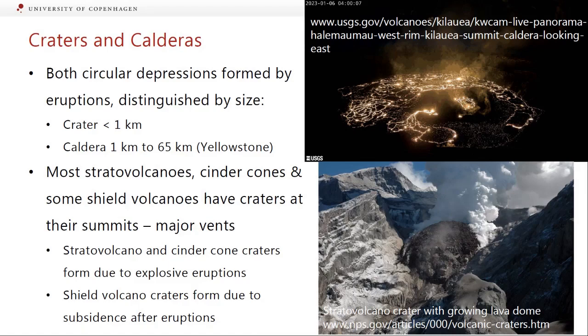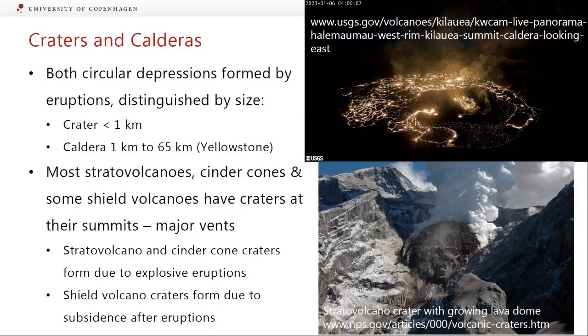Craters and calderas are both circular depressions formed by eruptions, and they're just distinguished based on size. Craters are fairly small, calderas can be massive. The Yellowstone caldera is about 65 kilometers across.